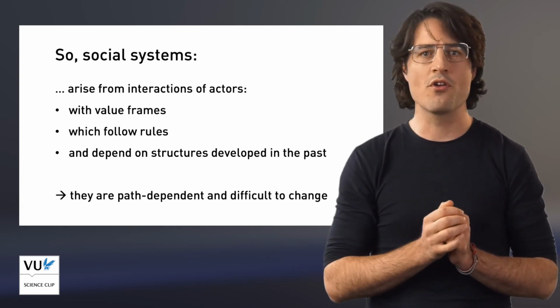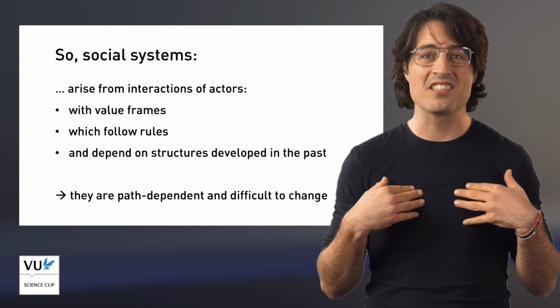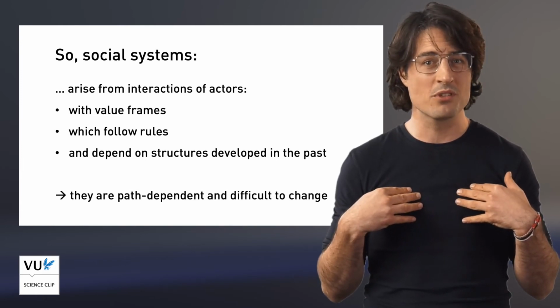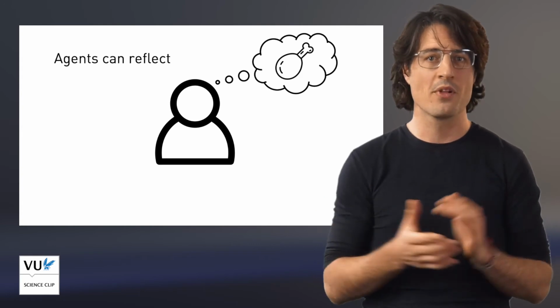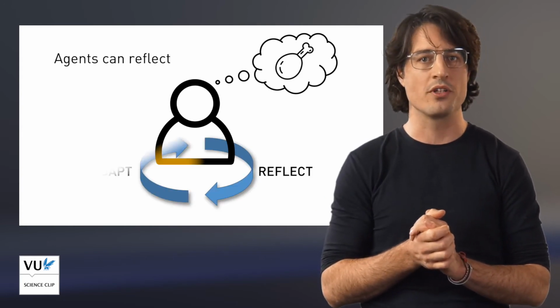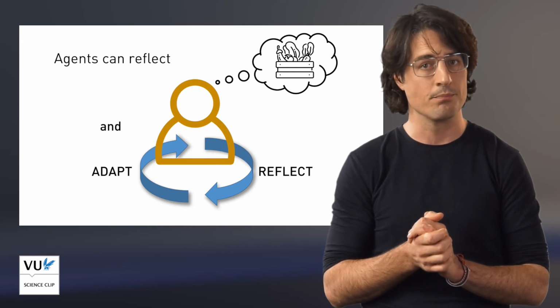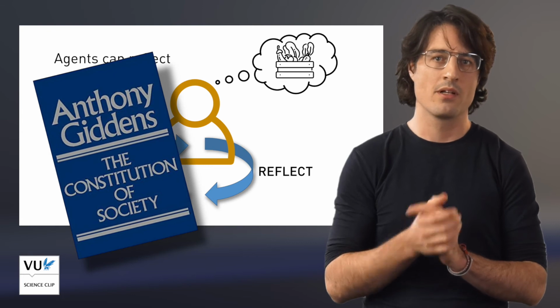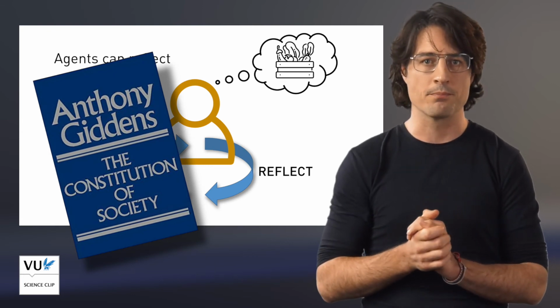However, before you think that we as agents in the system are dumb rule followers, junkies of the systems, slaves to it, no. We have the ability to reflect upon our actions, enabling us to also adapt the structures in the system. This is largely based on Giddens structuration theory. I would reckon a must-read for you guys.